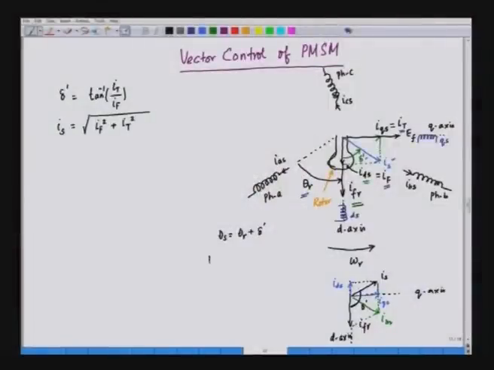So, we can say that for flux weakening, delta prime should be more than pi by 2. So, we operate at constant flux up to the base speed, and beyond the base speed we go for flux weakening, and that is achieved by having a negative IDS.